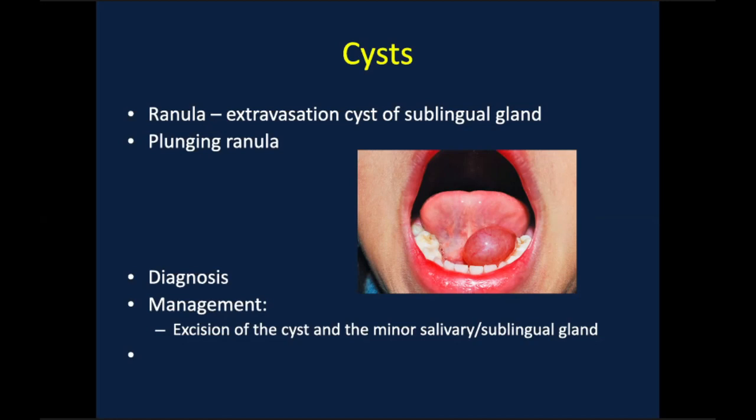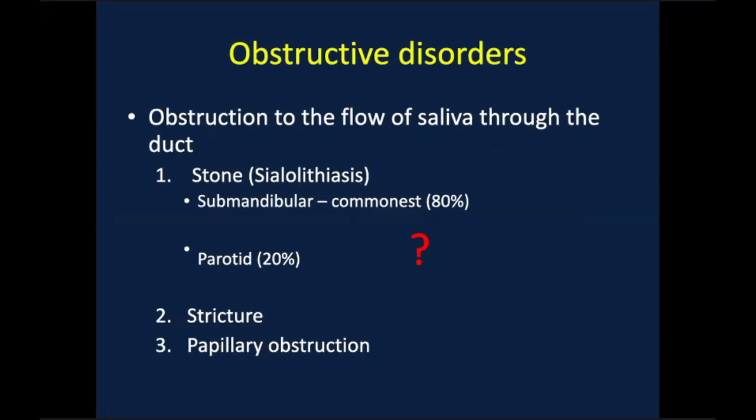So that will invariably remove the affected minor salivary glands. So that's the treatment for cysts. Okay, so that is the third category: developmental anomalies, functional anomalies, and cysts. Then we move on to a more important area of salivary gland problems, which is obstructive disorders.